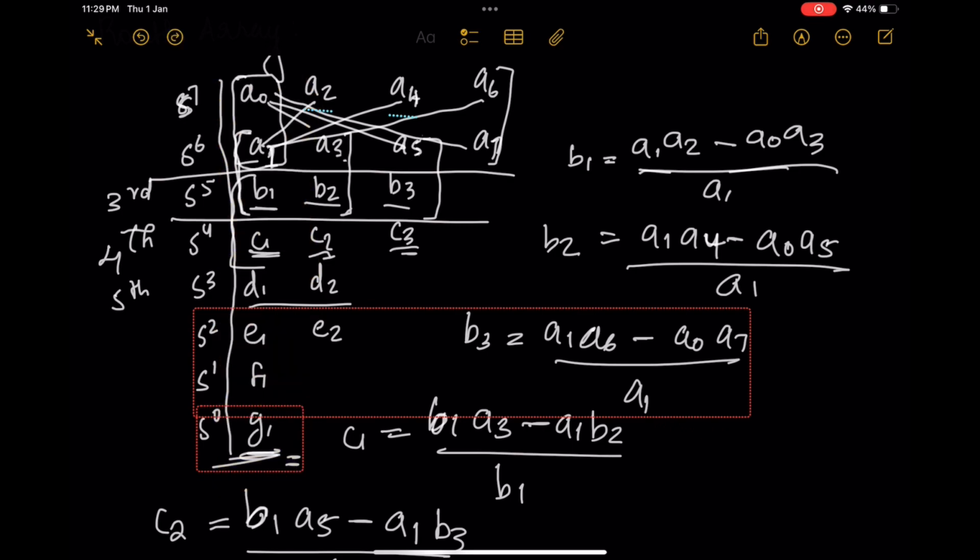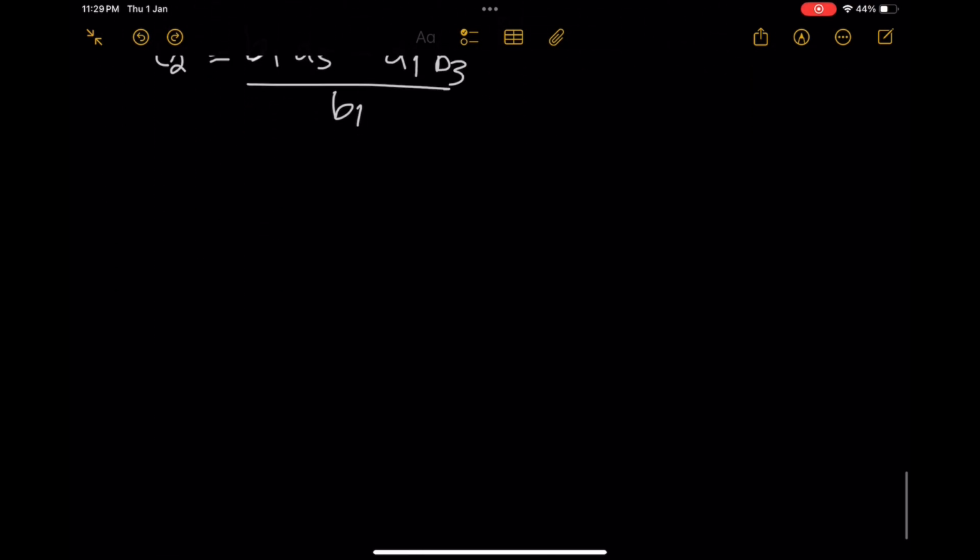So now that we have discussed what the Routh array criterion is, we'll be doing some problems on the Routh array criterion.